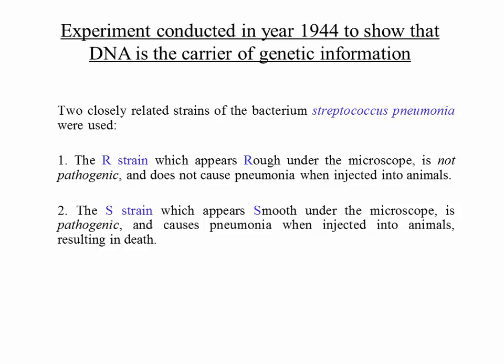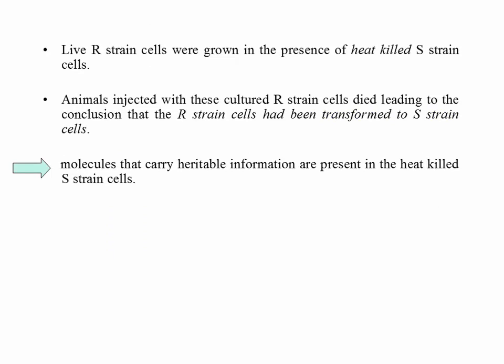So the experiment that people did was the following. You basically take some S strain bacteria and you kill them by heat so that the bacteria cannot multiply anymore or cause pneumonia. Then you grow R strain bacteria, the seemingly harmless bacteria, in the presence of that heat killed S strain bacterium, and then see what happens. So live R strain cells were grown in the presence of heat killed S strain cells. The bad guys had been killed by heat.